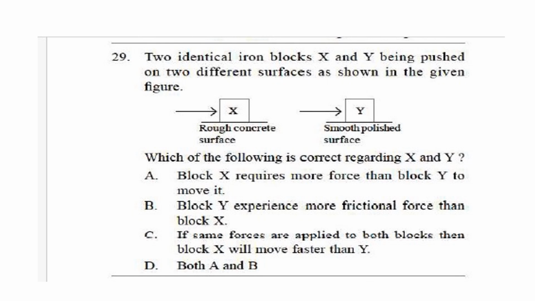Option A, block X requires more force than block Y to move it. Option B, block Y experiences more frictional force than block X. C, if the same forces are applied to both blocks, then block X will move faster than Y. Option D, both A and B. And option A is correct because frictional force is more in X, so it requires more force to move it.